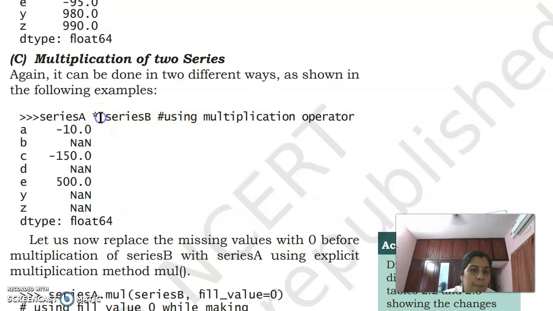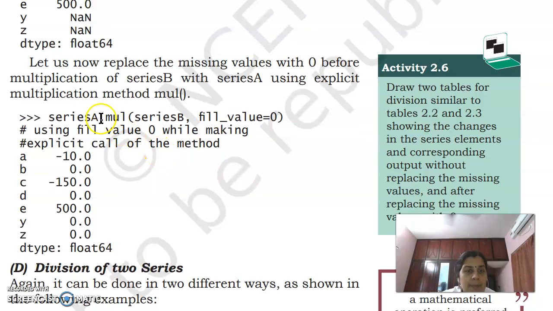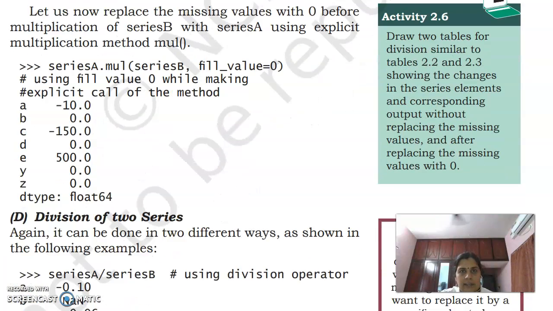Here we used the operator. If we are using the multiplication method, what happens? We can fill a value according to our wish. Here fill underscore value equal to 0. That means if an index did not contain any value, then it is replaced by 0. So the answer will be 0, as 0 into any number will give the answer 0. So at the bth position, dth position, y and z, the answer will be 0.